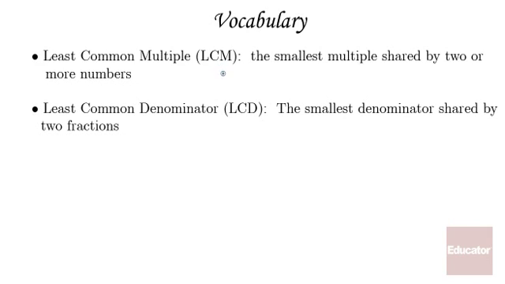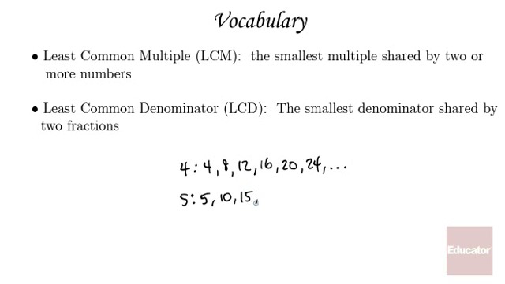For example, if you have the number 4 and the number 5, multiples of 4 are 4 times 1 is 4, 4 times 2 is 8, 4 times 3 is 12, 4 times 4 is 16, 4 times 5 is 20, 4 times 6 is 24, and so on. These are multiples. Next, for 5 times 1 is 5, 5 times 2 is 10, 5 times 3 is 15, 5 times 4 is 20, and 5 times 5 is 25, and so on.